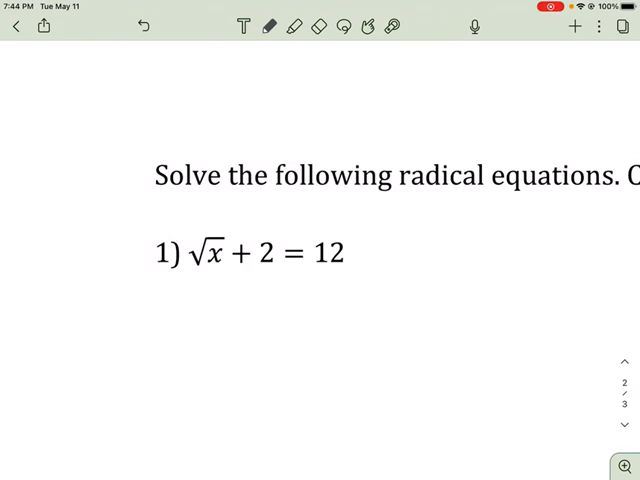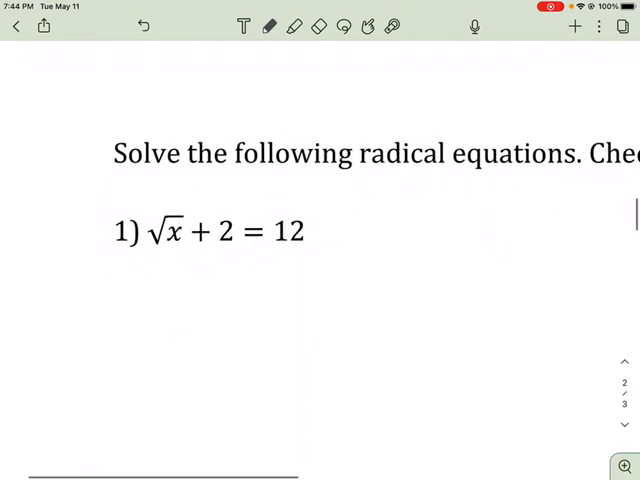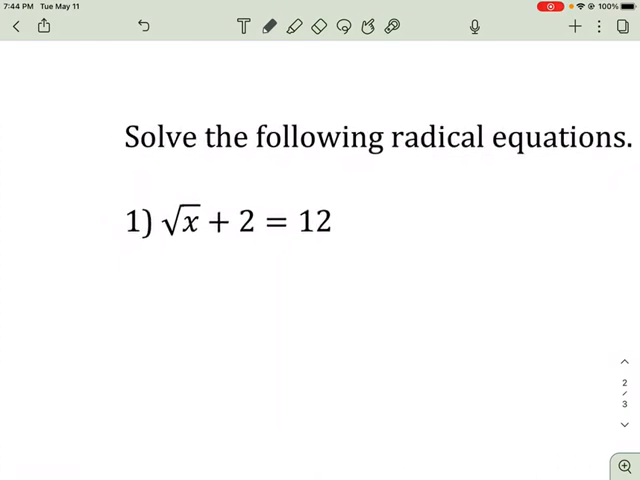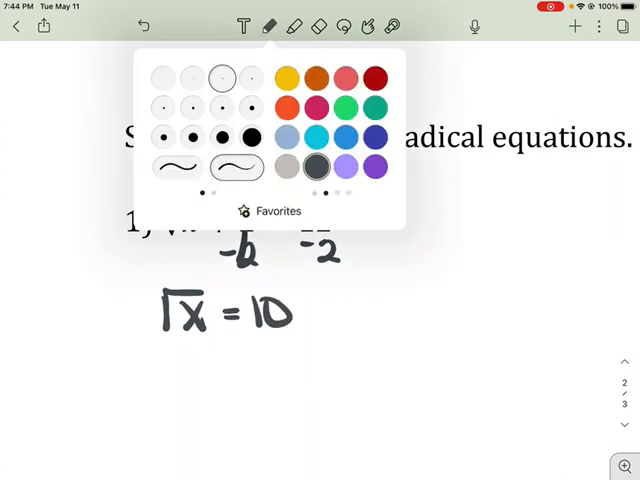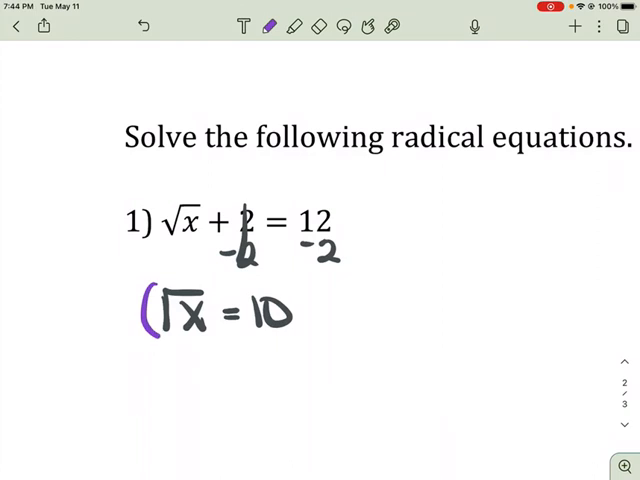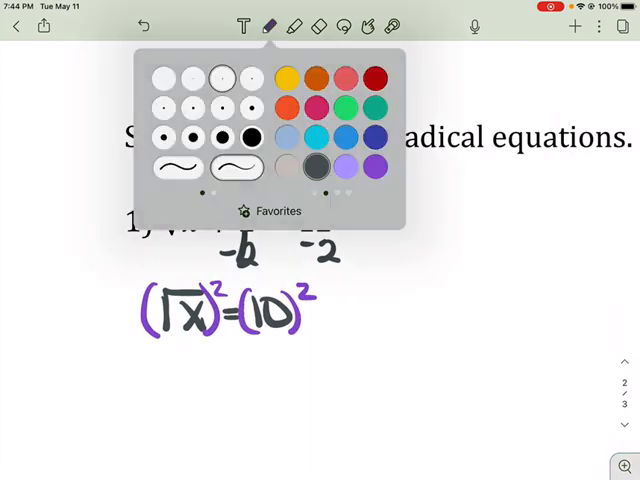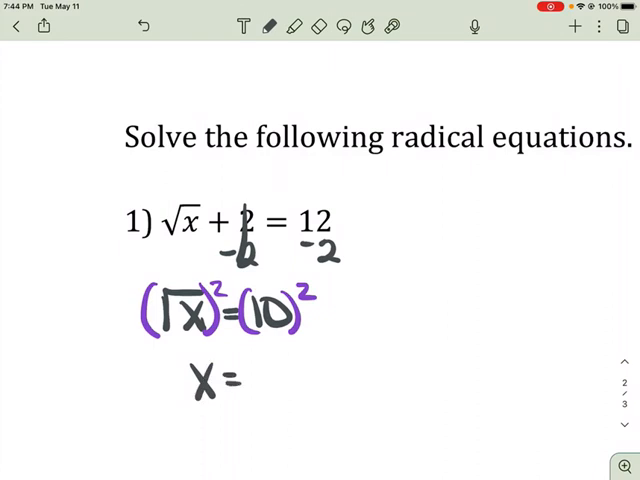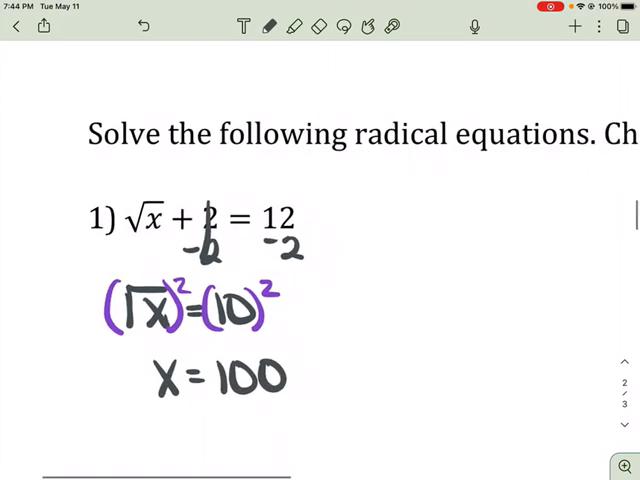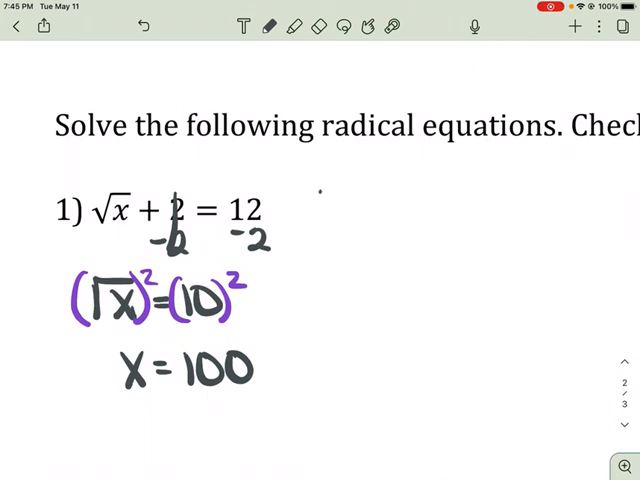All right, so we're going to solve the radical equation and we're going to check our answer to see if it's an extraneous solution. So the first thing we want to do here is isolate the radical, so I'm going to subtract the 2. So we get the square root of x is equal to 10. And because it's a square root, I'm going to square both sides. So x equals 100. Not too bad. Now we're going to check our answer.